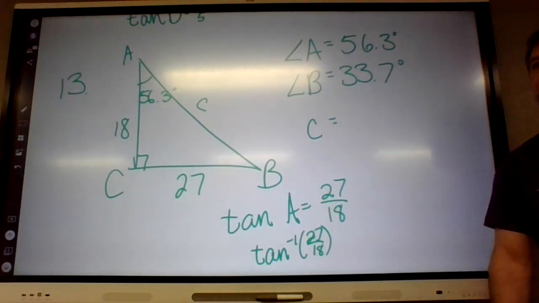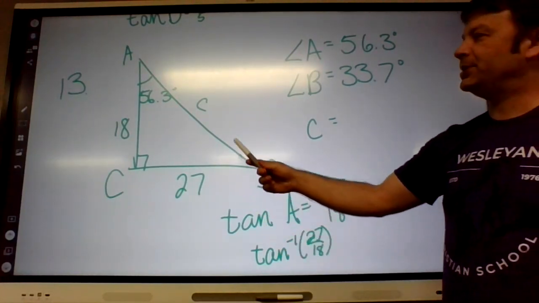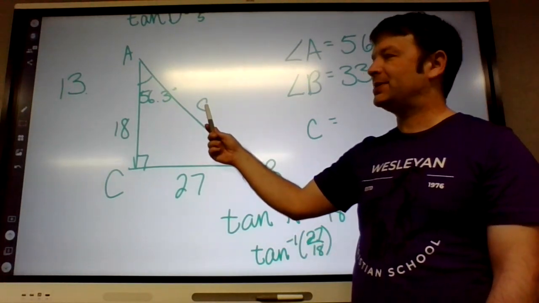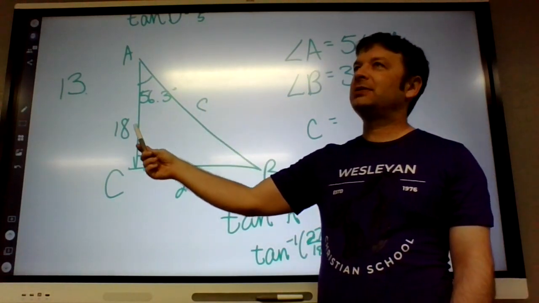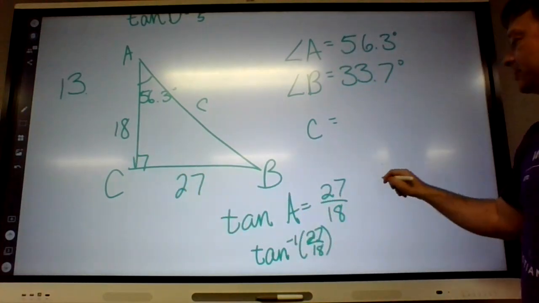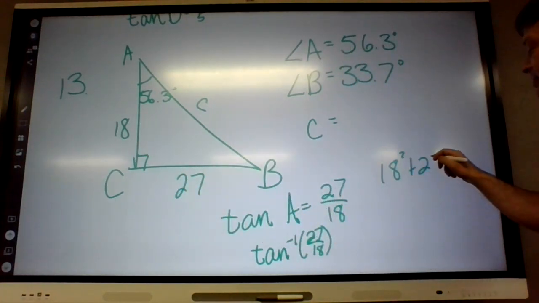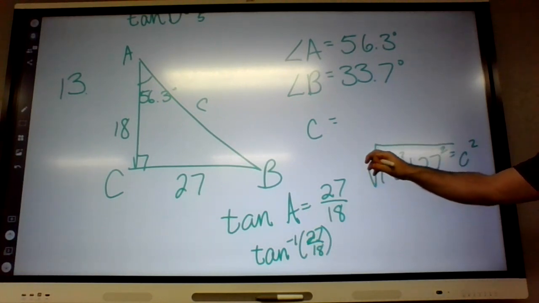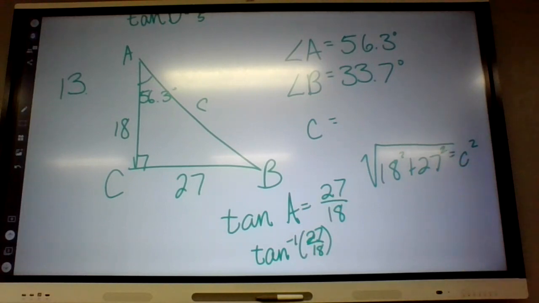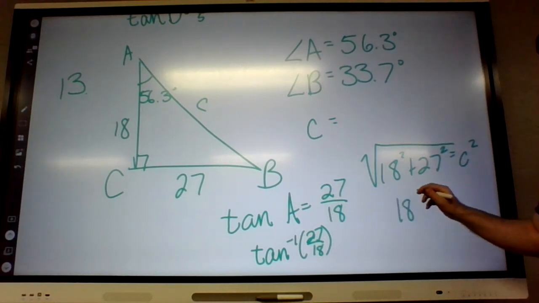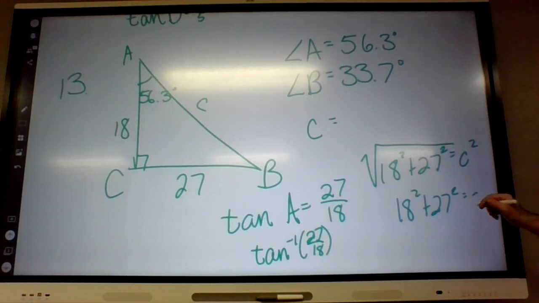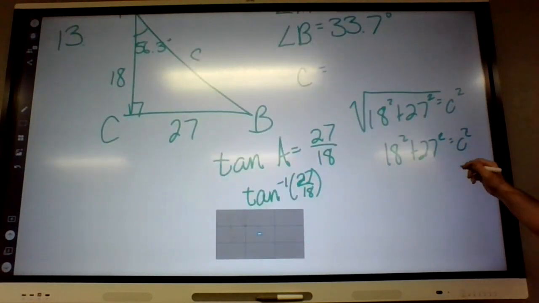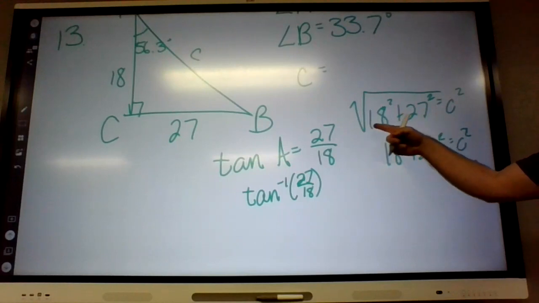Okay, and we also don't need trigonometry to find side C. How could we find it? Pythagorean theorem. 18 squared plus 27 squared equals C squared. So basically, if that equals C squared, we just square root that. You square root it every time. If you do the squares first, you get a really giant number, and then you have to square root that. This just does it all in one step.